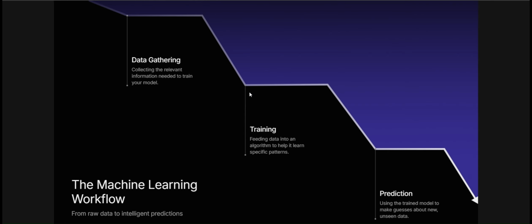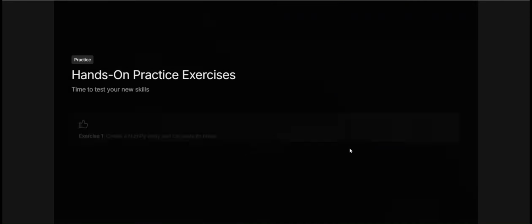Finally, we have the last stage, which is prediction. Once the model is trained, it can make predictions on new data. For example, it can predict weather, or whether a mail is spam or not, or recommend a product to you. So in simple terms, the workflow is: data comes into the model, then the model learns, and then it gives us the prediction.